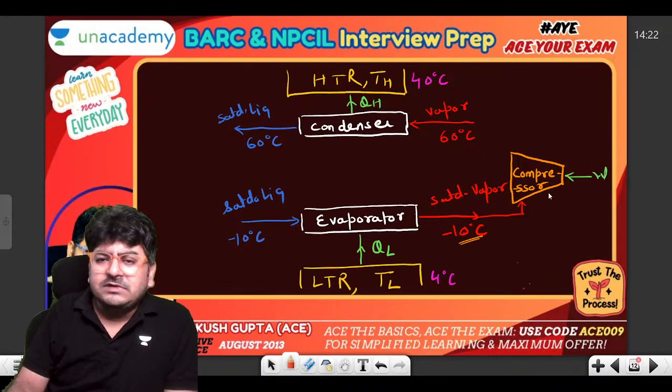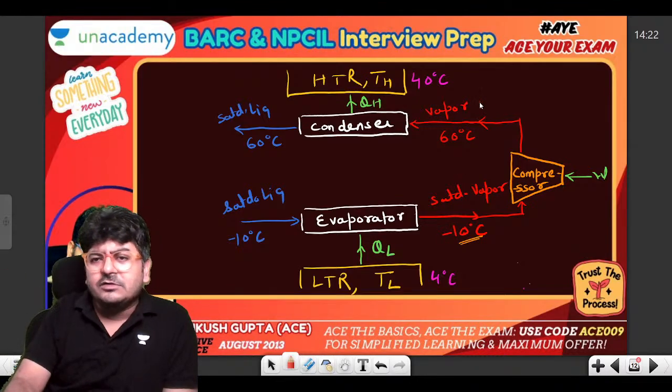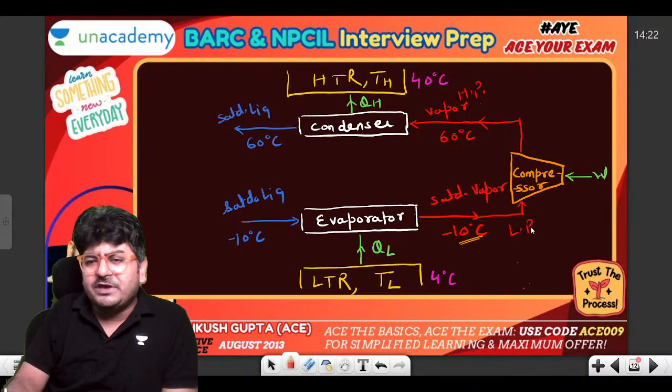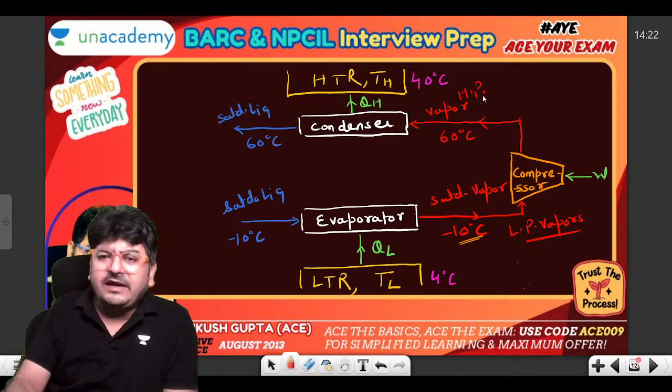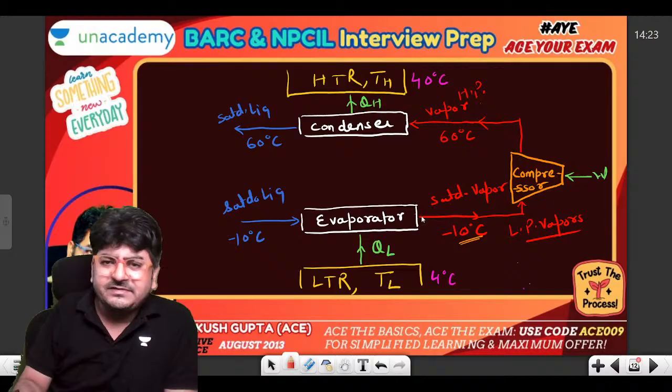Now, the vapors will get compressed, so their pressure will increase, and as the pressure increases, their temperature will also increase. You know that. Okay. So we can say these are now high pressure vapors, and these are the low pressure vapors, which enter and are compressed, and high pressure vapor is released. So pressure increases, temperature also increases.